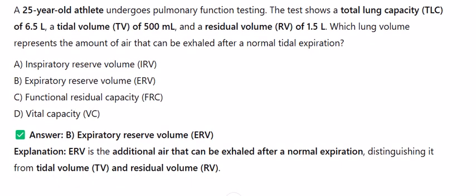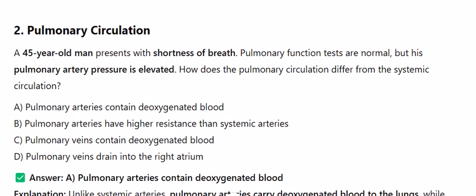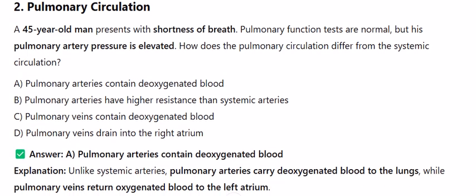Explanation. ERV is the additional air that can be exhaled after a normal expiration, distinguishing it from tidal volume (TV) and residual volume (RV). 2. Pulmonary circulation. A 45-year-old man presents with shortness of breath. Pulmonary function tests are normal, but his pulmonary artery pressure is elevated. How does the pulmonary circulation differ from the systemic circulation?